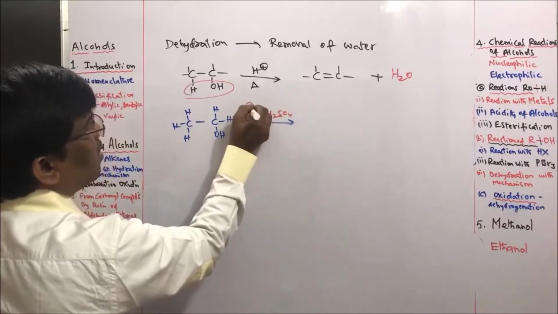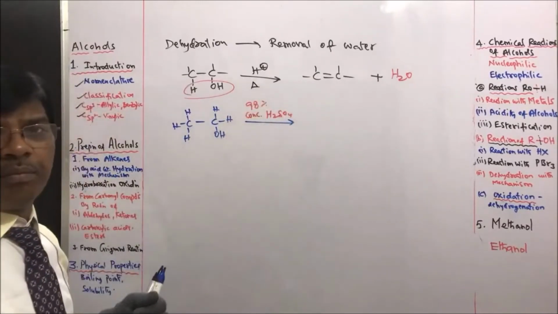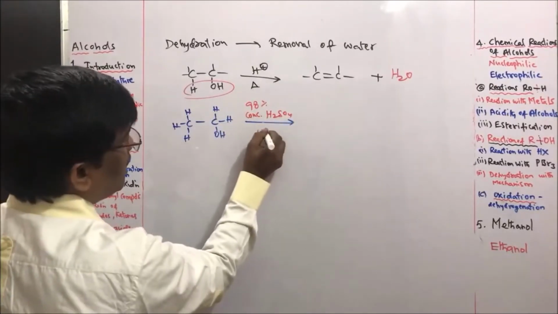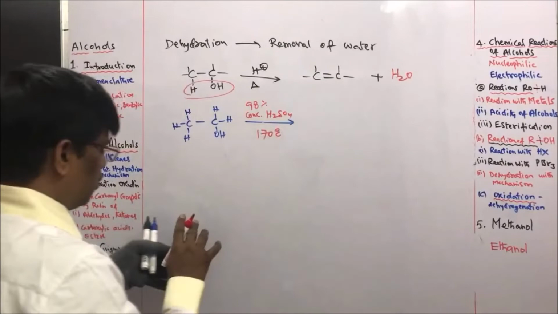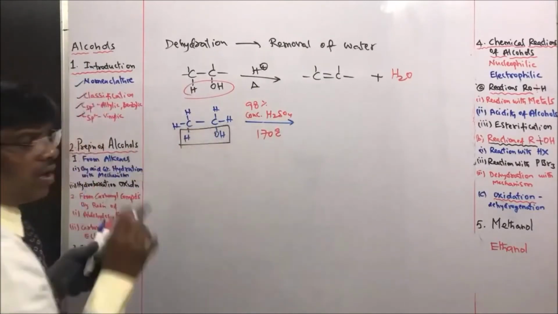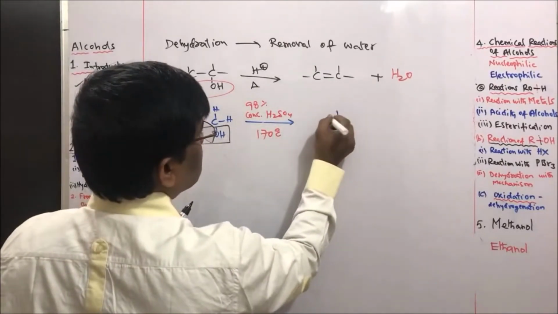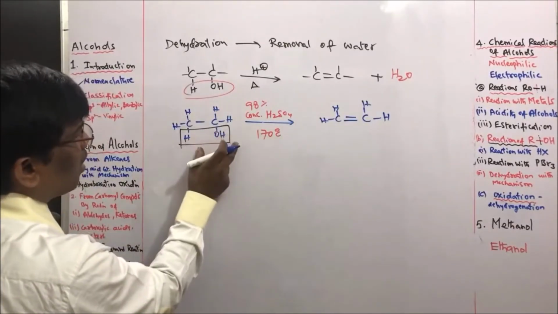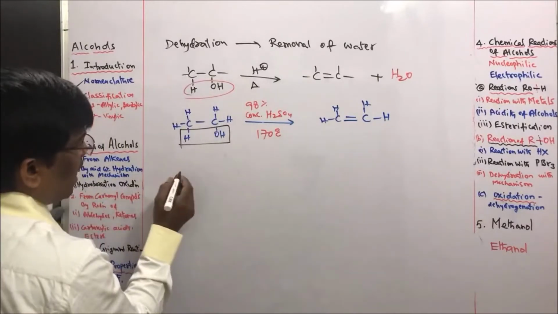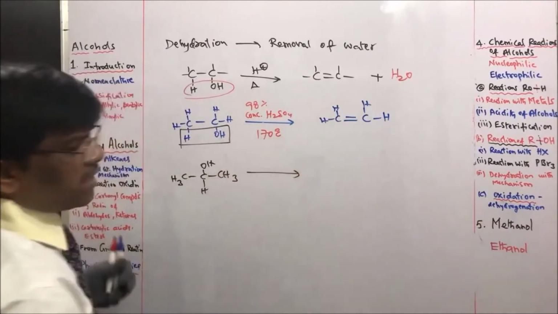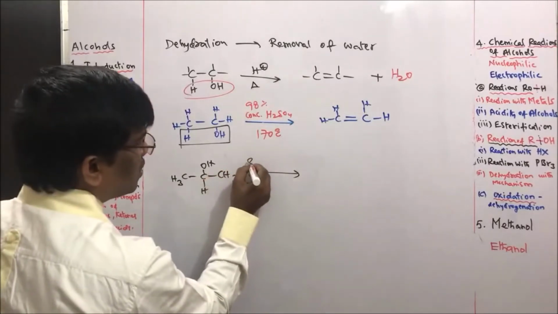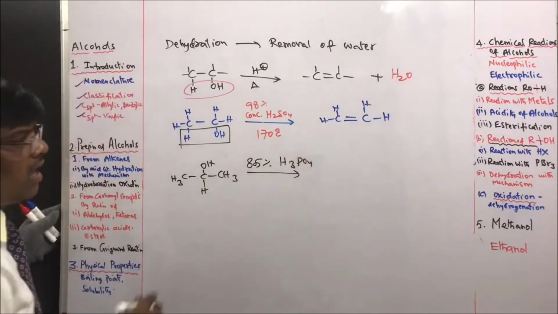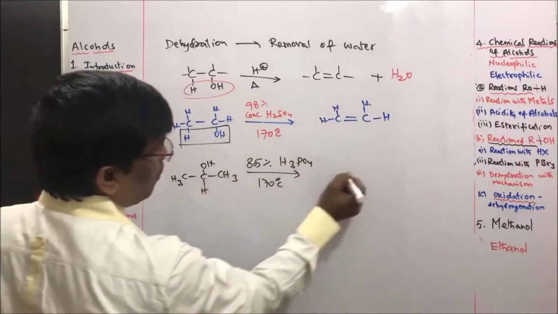So what is the percentage concentration? It is about 98% pure. Yes, so 98% concentrated sulfuric acid, at about 170 degrees centigrade. It is going to lose water and give this alkene. Let us take another example, where the alcohol is a secondary alcohol, isopropanol. It requires milder conditions, where I can use 85% H3PO4. It is an acid and it is also going to give propene.